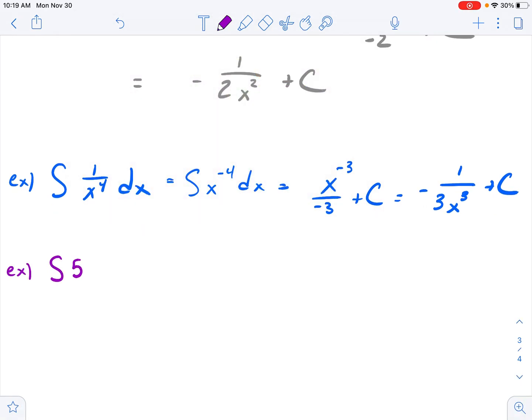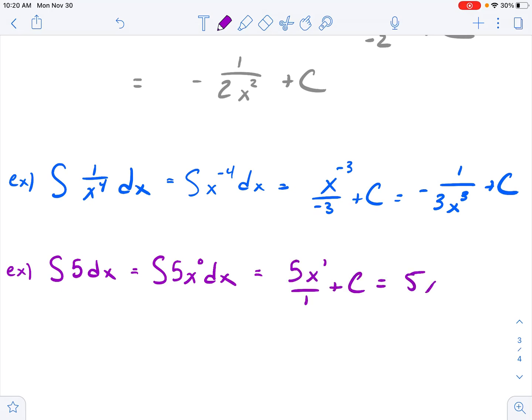Okay, we can integrate a constant function. What if I ask, what's the integral of 5 with respect to x? Basically, we're asking, what is 5 the derivative of? Well, you can use the power rule on this if you want. Think about that. That's 5 times x to the 0 power. That's still the number 5. And now I could add 1 to my power, divide by the new power, and we simply get back 5x plus c.